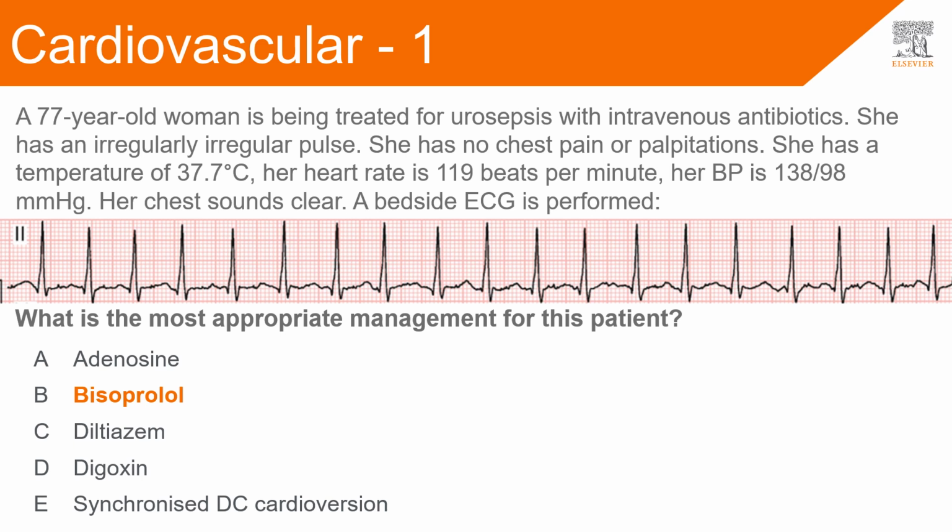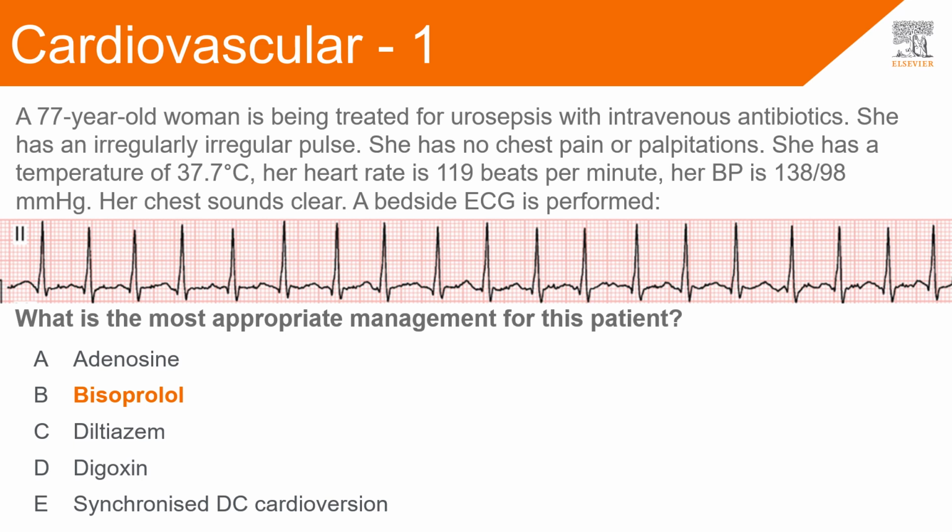Number two, the patient's advanced age and the concurrent infection make rate control a more appropriate and safer strategy compared to rhythm control, which can involve more aggressive interventions, potential complications, and may not work given the concurrent illness. The first-line pharmacological agents for rate control in AF are beta blockers, such as bisoprolol.